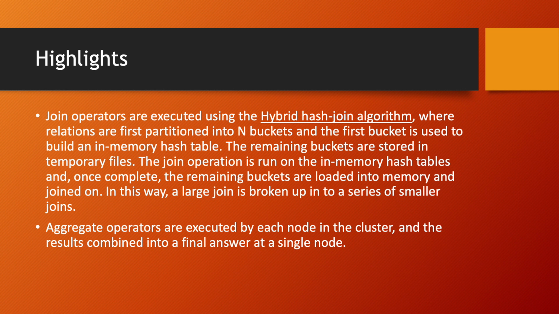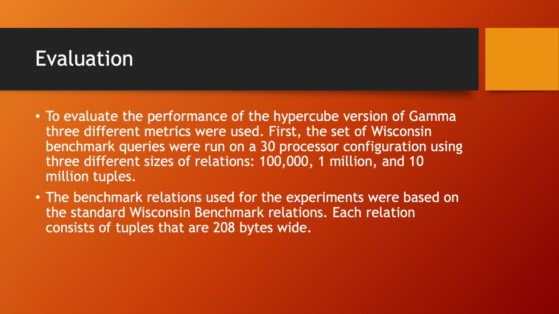Join operators are executed using the hybrid hash join algorithm, where relations are first partitioned into n buckets, and the first bucket is used to build an in-memory hash table. The remaining buckets are stored in temporary files. The join operation is run on the in-memory hash tables, and once complete, the remaining buckets are loaded into memory and joined. In this way, a large join is broken up into a series of smaller joins. Aggregate operators are executed by each node in the cluster, and the results combined into a final answer at a single node.